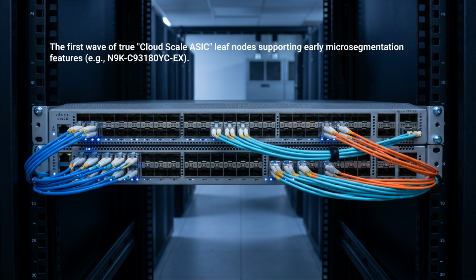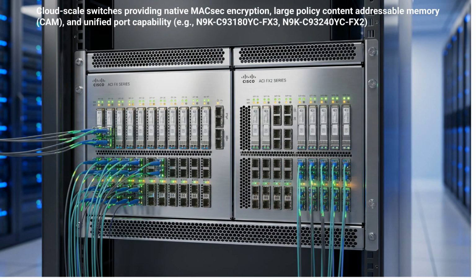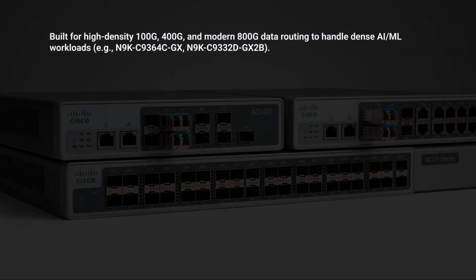EX is the older cloud scale baseline, the first wave of true cloud scale ASIC leaf nodes supporting early microsegmentation features. FX and FX2 step up from EX with better telemetry, larger tables, and stronger all-around capability. FX3 stands out mainly because it adds line rate MACsec. H series is a newer refresh that can add platform enhancements, deeper buffers, or timing improvements depending on the model. GX and GX2 bring newer silicon, bigger 100G and 400G scale, and more room for long-term growth.